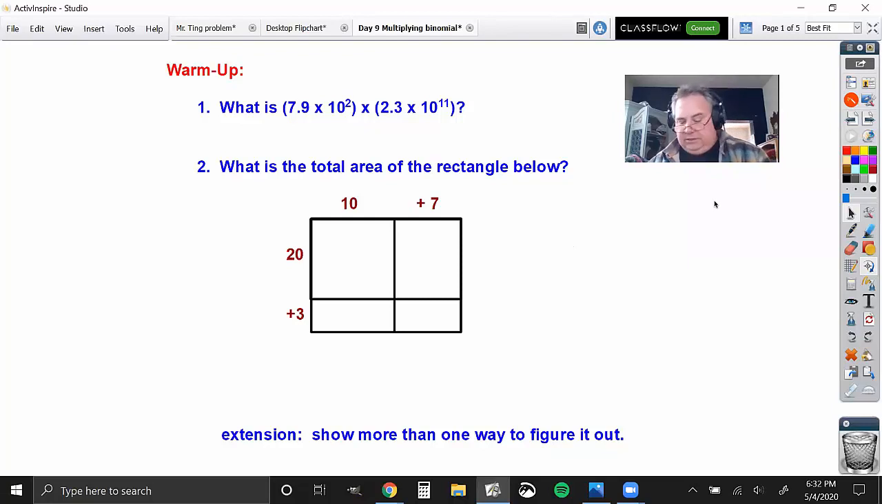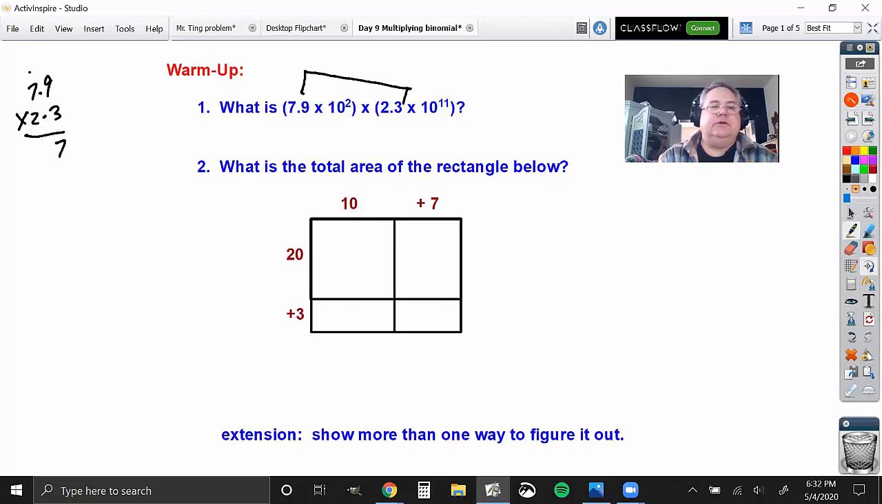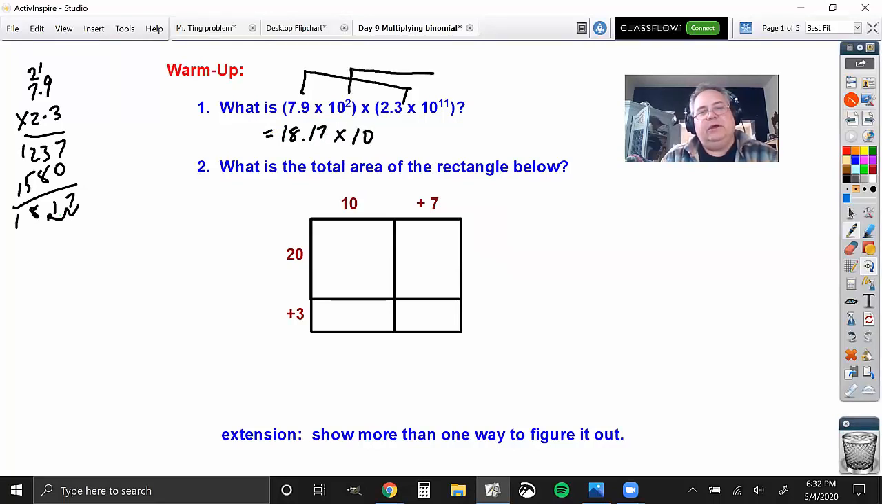All right, so let's see how you did. If you did it. Okay, let's see here. First thing we've got to do is multiply these two numbers. So 7.9 times 2.3. Let's see, 27, carry the 2, 23, space, 18, carry the 1, 15, and 2 decimal places. So this begins as 18.17 times 10 to the, and now we're going to add 2 plus 11, that makes 13.